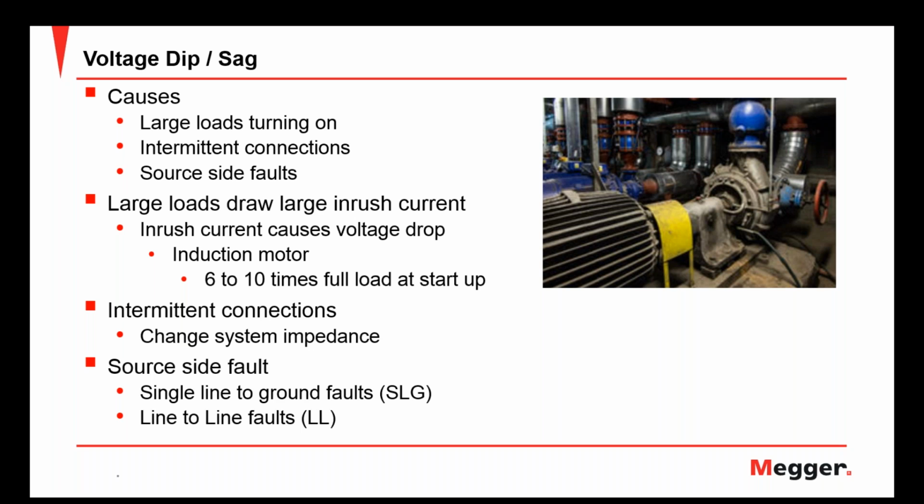And of course, other things that can do this is anything that really changes that system impedance. Intermittent connections will do that, and also source side faults, a single line to ground fault or a line to line ground fault. You will see that dip, and that will be there until the protective equipment trips off. And the big thing is when you see those dips occurring, if they're load side and you have an inrush occurring, you'll see current going up where the voltage is going down.